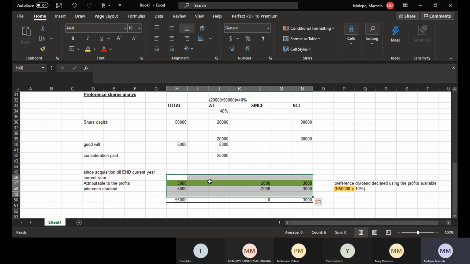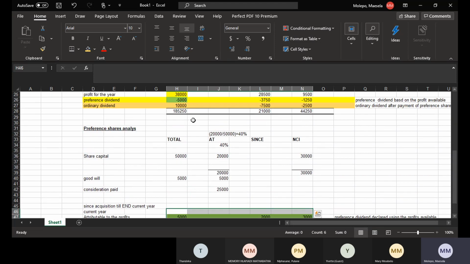So it means these dividends now will become a liability. In our consolidated statement of financial position, we have to show that we still have a liability to declare the dividends of 5,000, which came as a result of the 50,000 multiplied by the 10%. So it's a dividend to be declared in the future. We know that we still owe our preference shareholders an amount equal to 5,000.